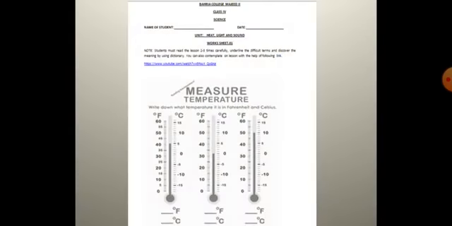Now students, solve this worksheet. In this worksheet, you have to write down what temperature it is in Fahrenheit and Celsius scale. We have these three thermometers and we have to find the temperature in Fahrenheit and Celsius scale.